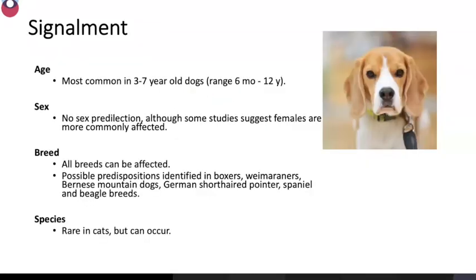So moving on to the signalment for IMPA, most commonly we see it in animals ranging from 3 to 7 years old, but the age range can be much larger, so an older or younger animal doesn't preclude it as a diagnosis. Some studies show females are more commonly affected, but there's no confirmed sex predilection. And all breeds can be affected, although some, such as beagles, have a potential predisposition. It is rare in cats, but certainly can occur as well.